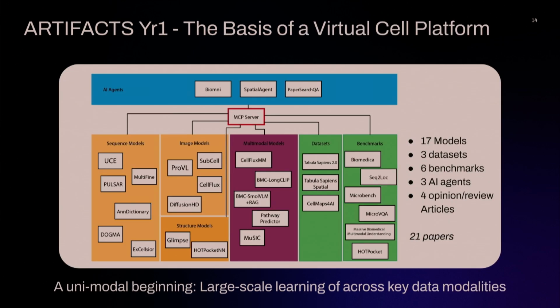And this is a summary of everything that we've done in the first year. We've published 21 papers and developed 7 models, 3 datasets, 6 benchmarks, 3 AI agents, and provided 4 opinion and review articles, just outlining how we think virtual cell models should be built. So I'm obviously not going to walk you through all of these, but I will provide some highlights from these different aspects. In Sweden, I'm Swedish, I would call it a smorgasbord of what we've done. So I hope you enjoy it.